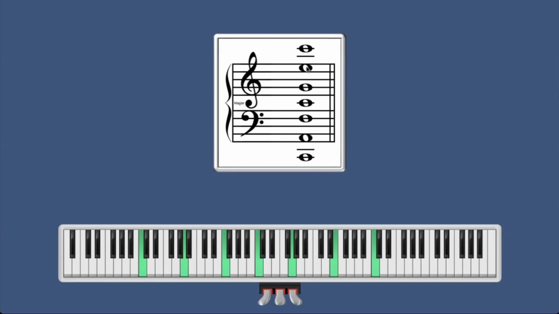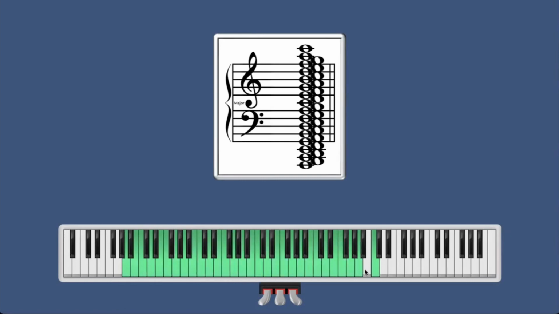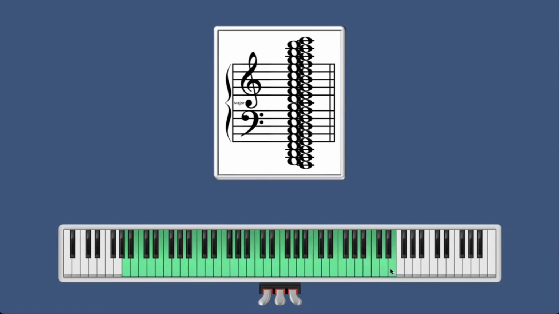And you're probably thinking, why do we have home notes? Here's why. Any note is either a step or skip away from one of my 7 home notes. That's true for here to there on the keyboard, which is the majority of what we'll play, right?